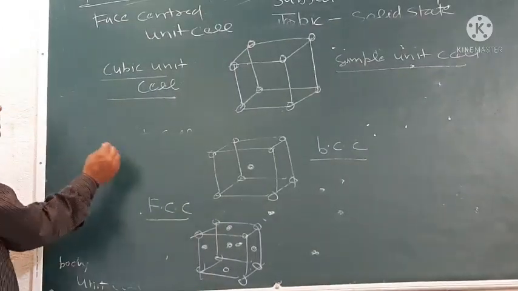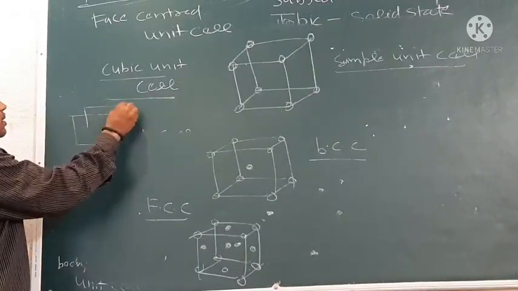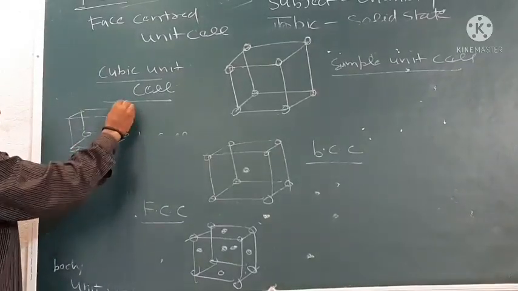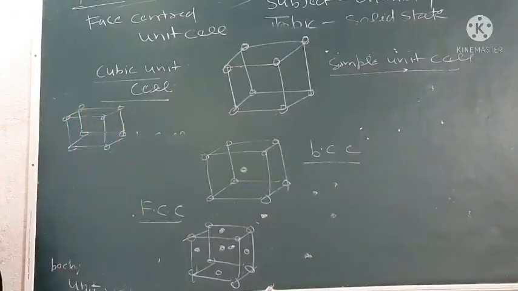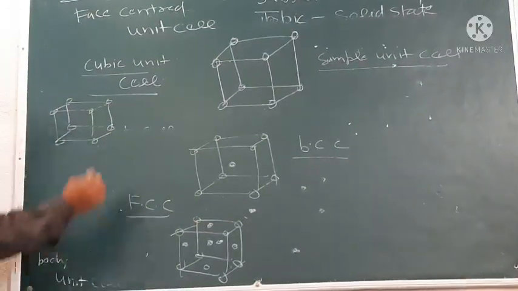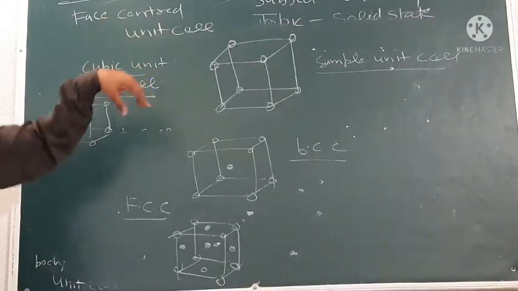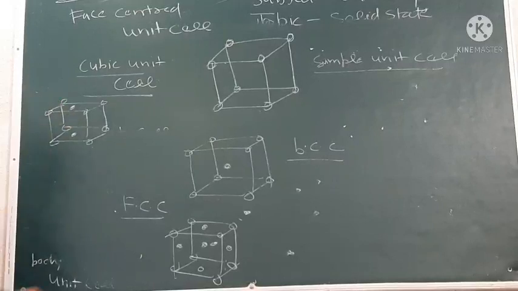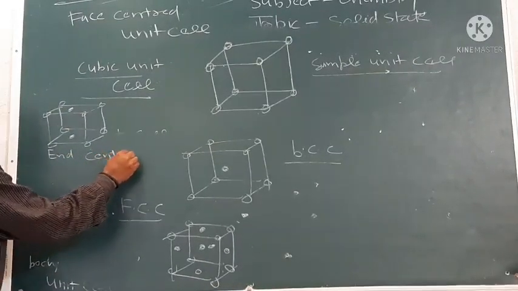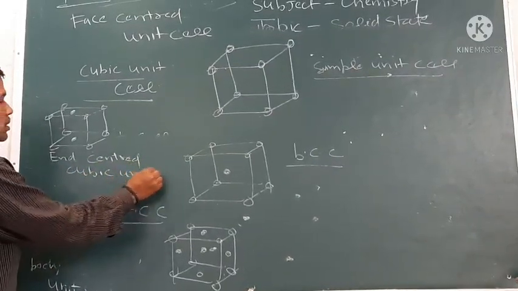And the last one is the end-centered cubic unit cell. If the atoms occupy the corners of the cube as well as two atoms at the upper end and the lower end, it is called an end-centered cubic unit cell.